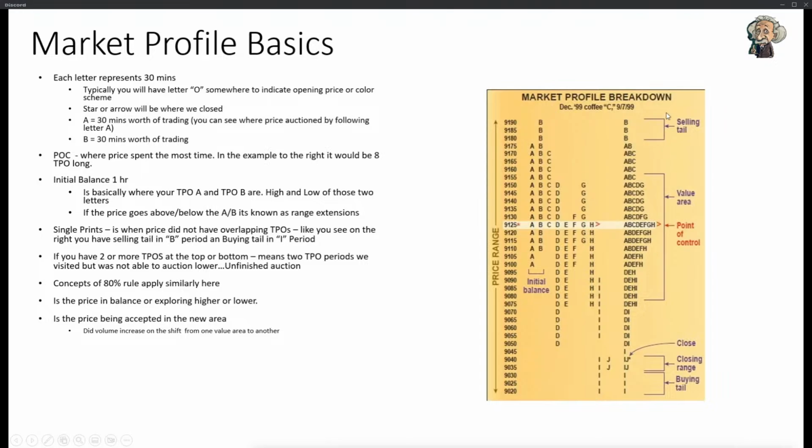There's a selling tail, excess high, and what's the third one? Unfair value. Unfair high, not unfair value. Unfair high. Yeah. And the same thing happens, guess where? On the bottom.